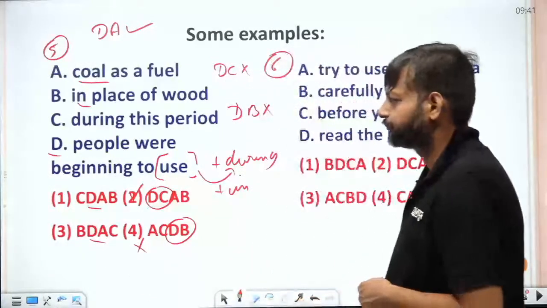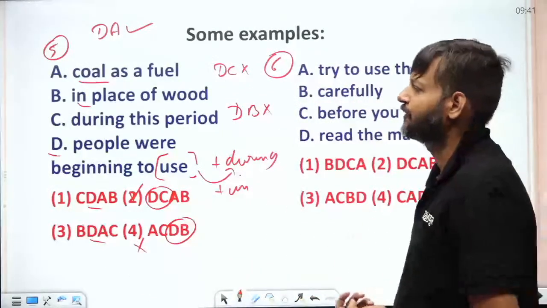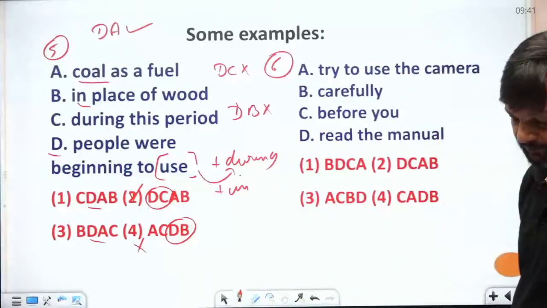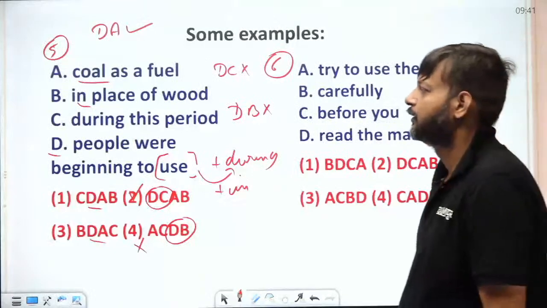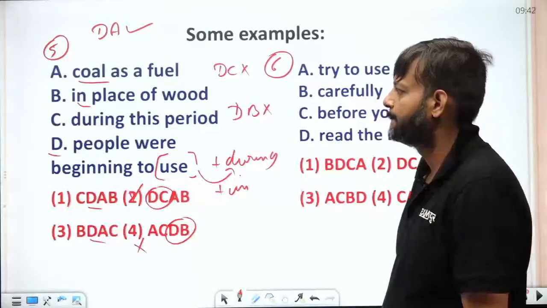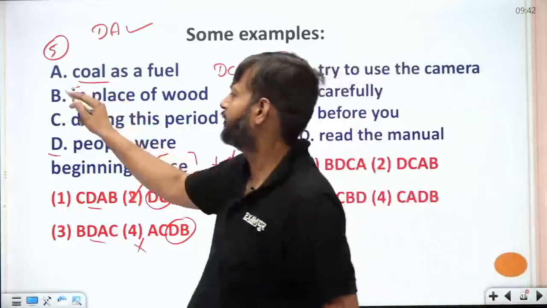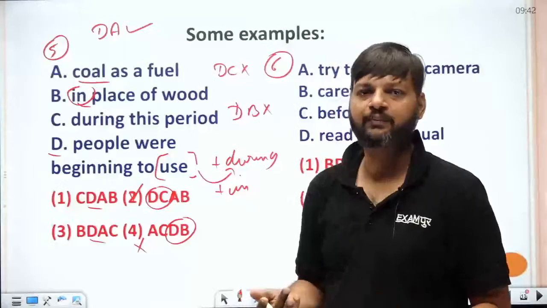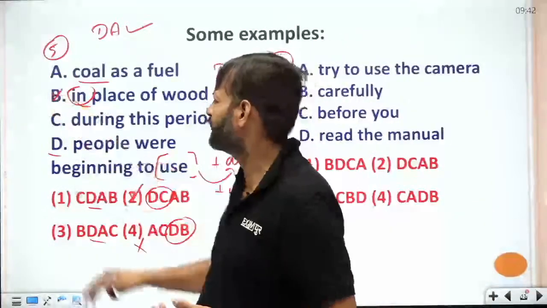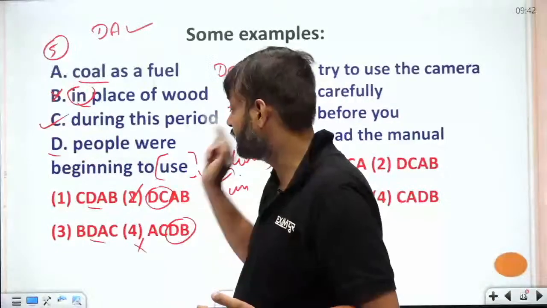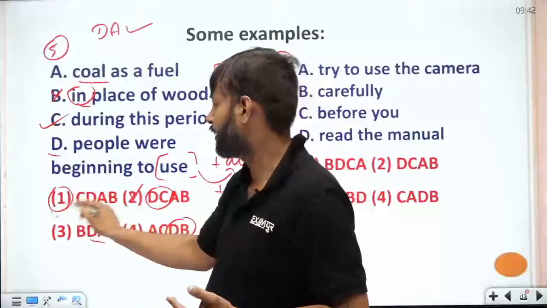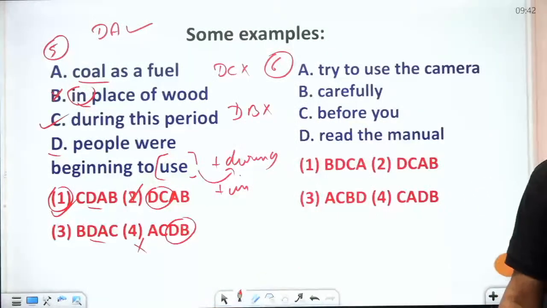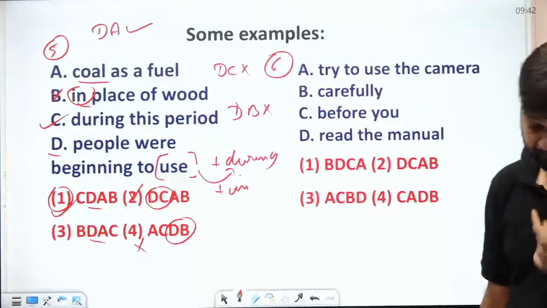Now let's see which should be the first sentence. B: this sentence has a preposition in the beginning and a sentence cannot start with a preposition. That's why B cannot be the first sentence. So first sentence is C. So out of these two options, the correct answer is C, D, A, B.